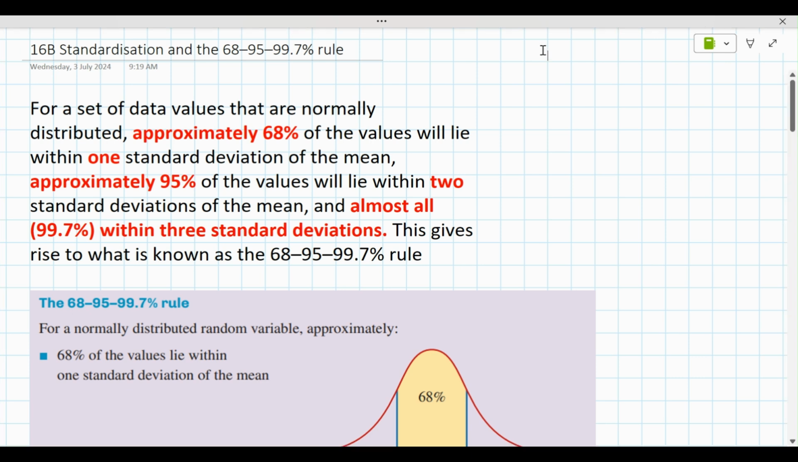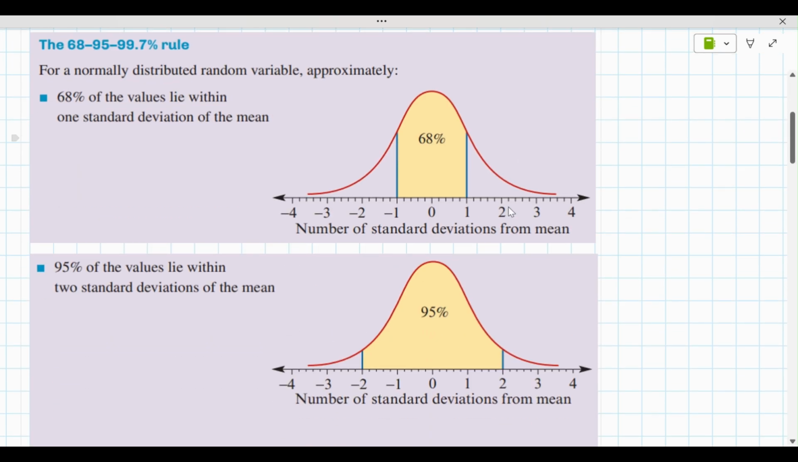So we're going to talk about the normal distribution with approximately 68%, 95%, and 99.7%, and the differences in the graphs. If you have a 68% normal distribution, we call that one standard deviation of the mean. For approximately 95%, we talk about two standard deviations of the mean, and almost all, 99.7%, is within three standard deviations of the mean. So these are the differences in the graphs.